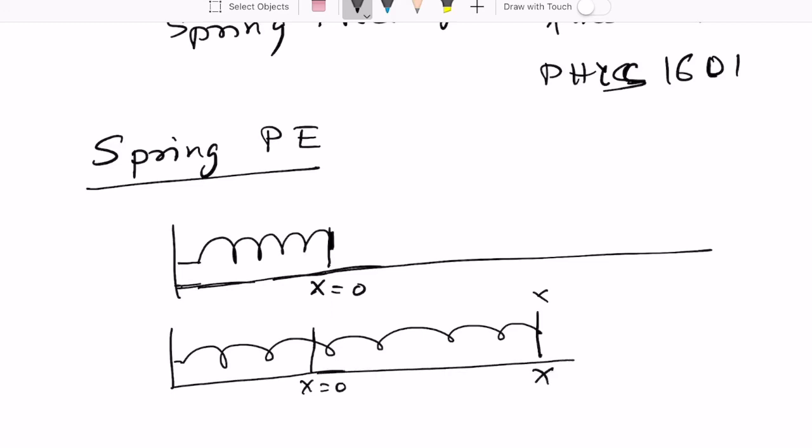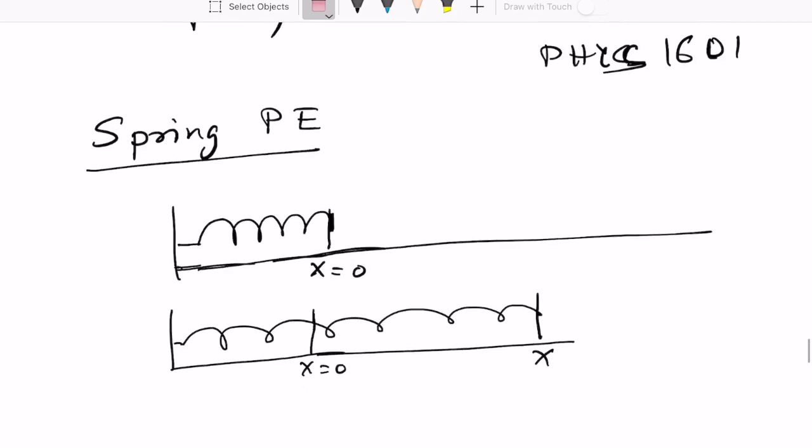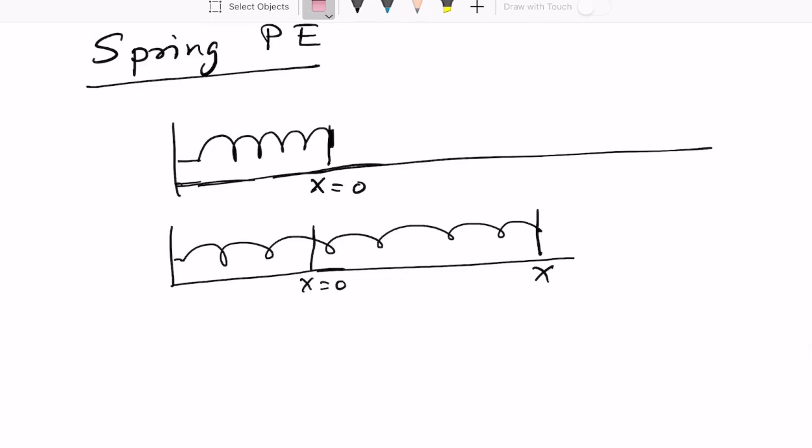You've stretched out the spring to some arbitrary x. So in that case, you are increasing the potential energy of the system, right? Why? Because when you stretch the spring, you're doing work against the conservative force of the spring. The spring force is a conservative force, so you're doing work against that force. Whenever you do work against a conservative force, you increase the potential energy. So when you stretch a spring, the spring has potential energy.